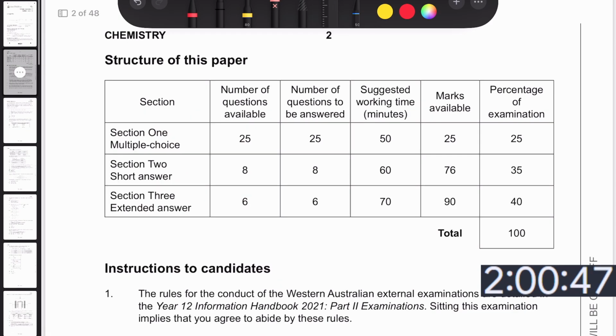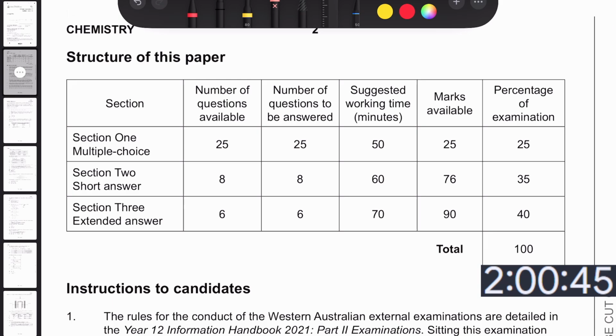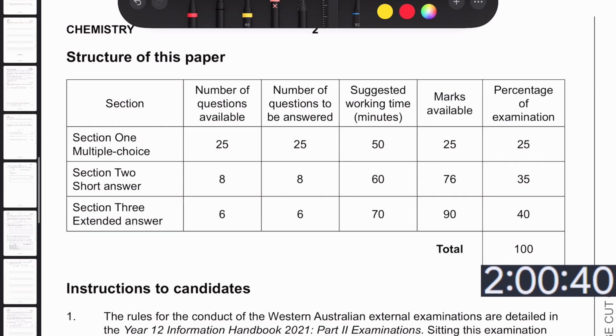Okay. How many marks are in this again? 35 plus 76 plus 90. 191. Windows section 3 start.